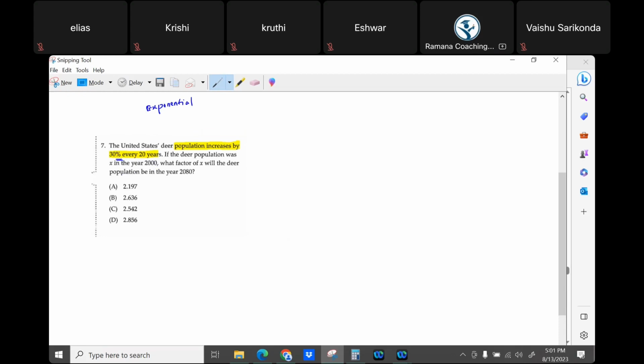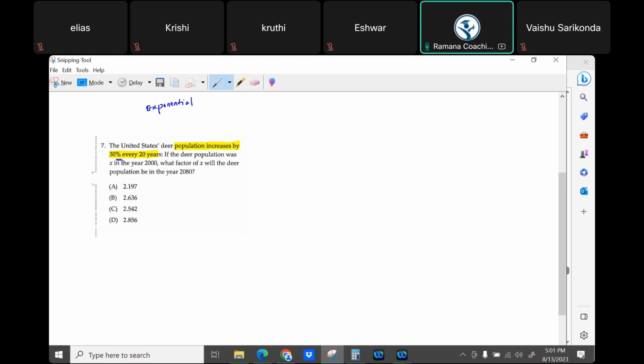Let's say the question was saying, in a park, deer population increases by 30 every 2 years, then that's linear. Every 2 years, 30 deer, that's linear. But here it is saying population increases by 30%. That means it is exponential. That's the clue. Just make sure you keep an eye on that.